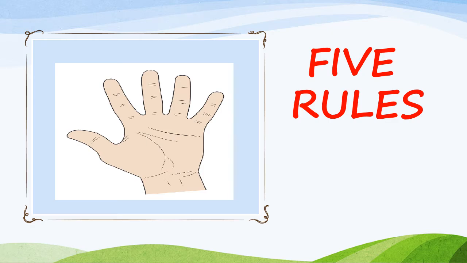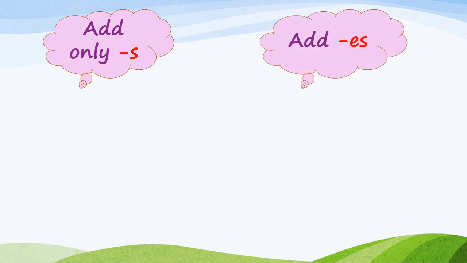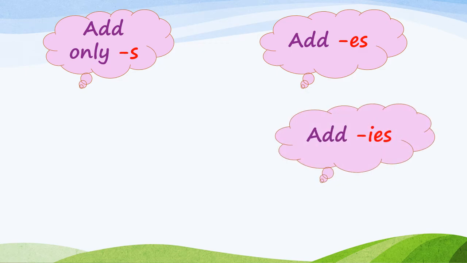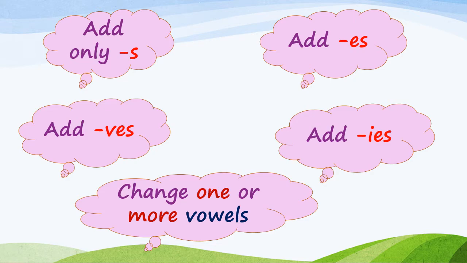In the last class, we learnt that there are 5 rules to change singular nouns into plural nouns. So let's revise them. The first rule says add only S. The second rule says add ES. The third rule says add IES. The fourth rule says add VES. The fifth rule says change one or more vowels.